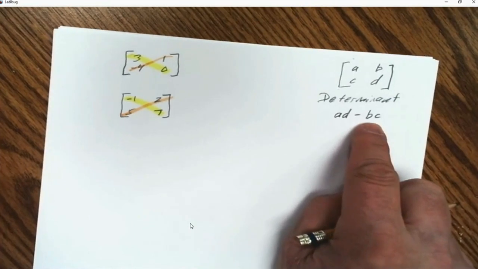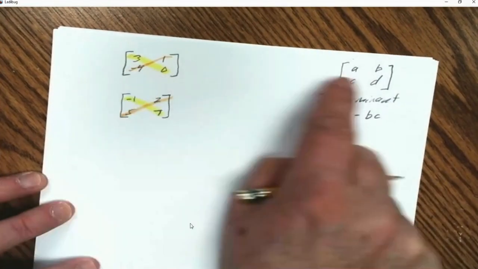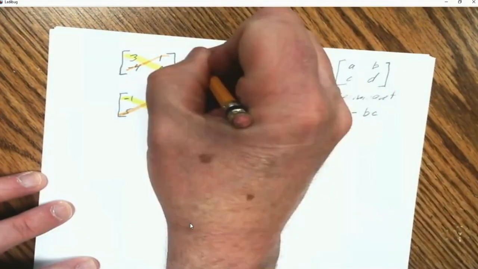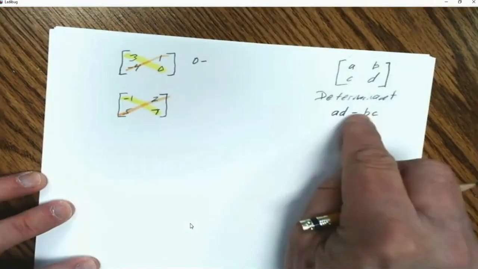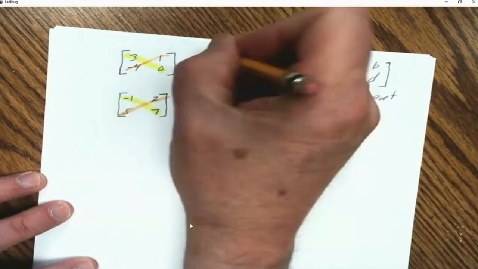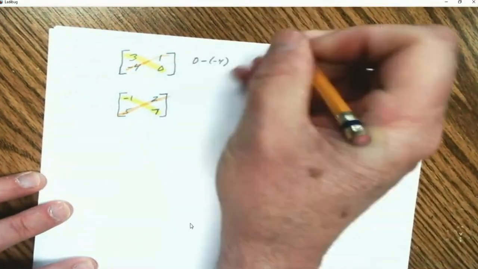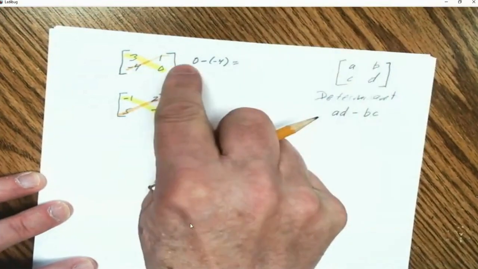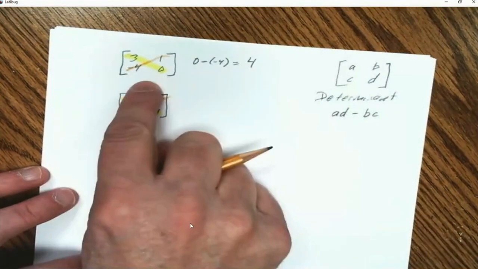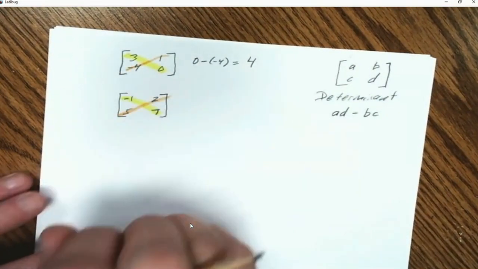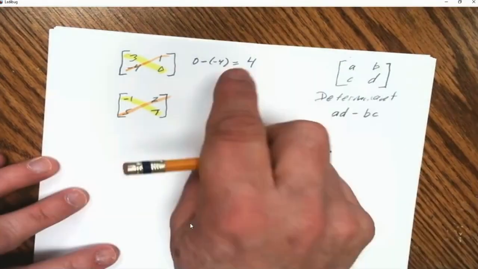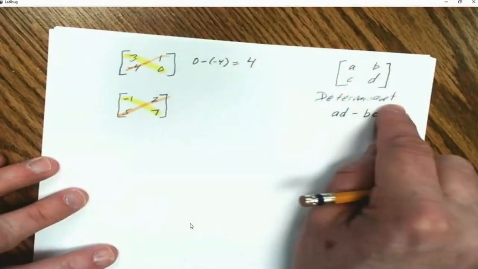AD minus BC. So AD, A and D, 3 times 0 is 0, minus B times C. That's 1 times -4, minus -4. So 0 minus a negative would be 4. That's the determinant for this matrix. And we'll get more into what we use the determinant for in the next week or so. We just want to know how do you find the determinant?